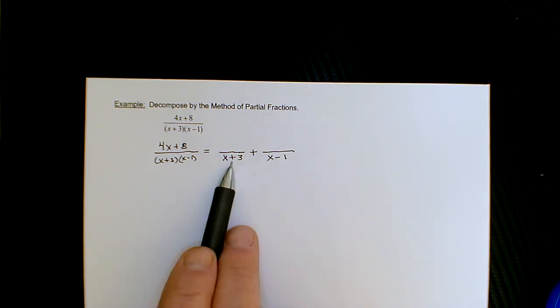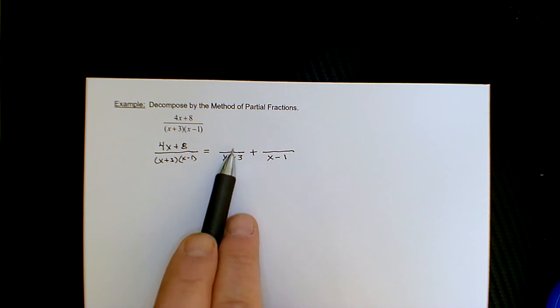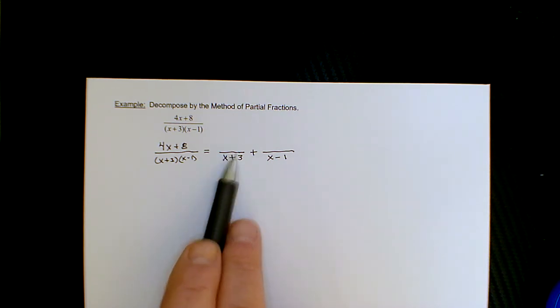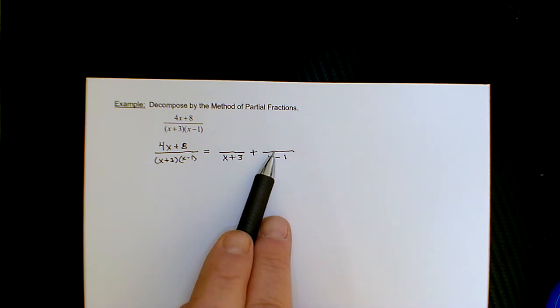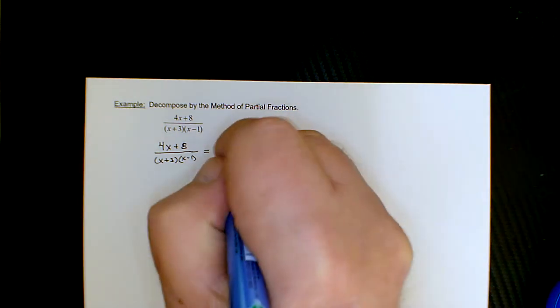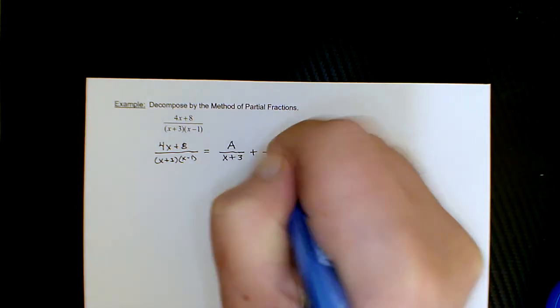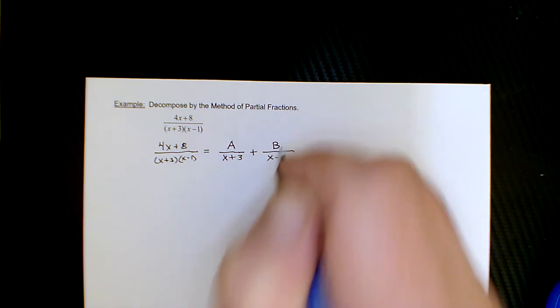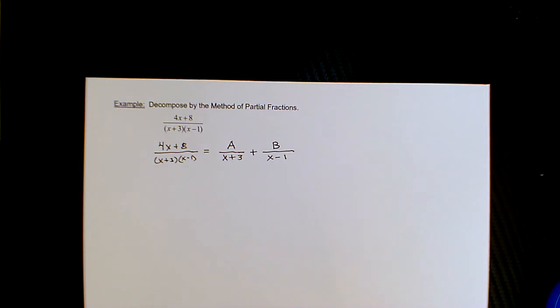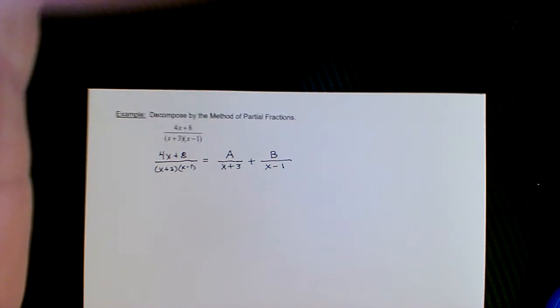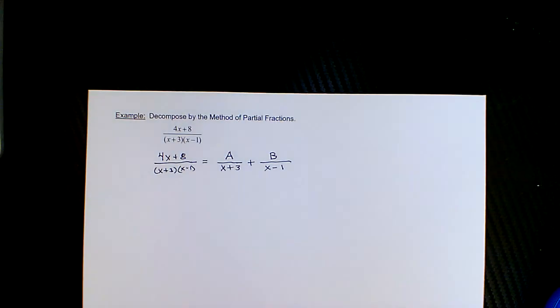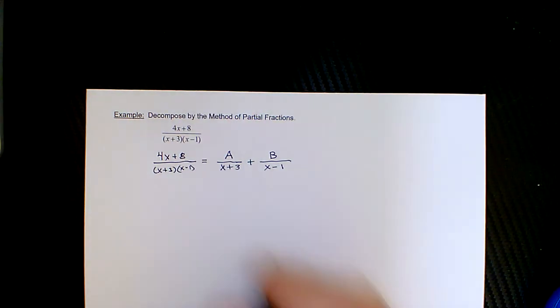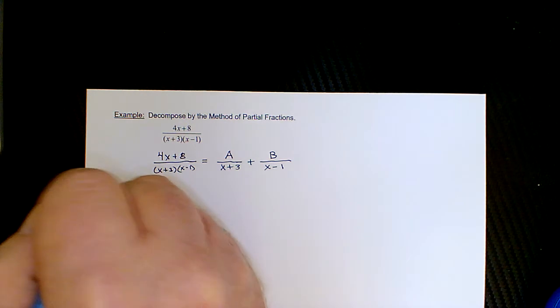And in order for these two fractions to be proper, I can't put an x up here because then the degrees would be the same. So the only thing I do is put numbers up here. And so we're going to use uppercase letters, we'll say A and B in this situation, respectively, to represent the constants that we're going to solve for. Okay, so that's what the decomposition looks like.